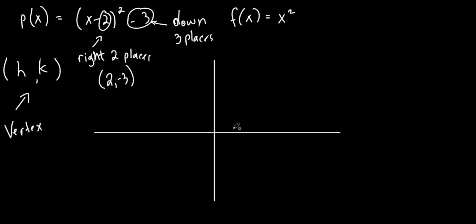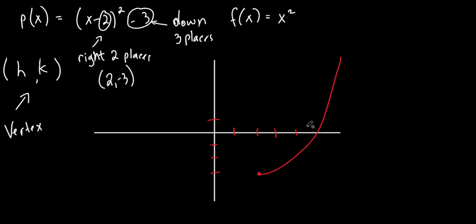All right, so 2, -3. 1, 2, 1, 2, 3. There it is, right there. I'll put a couple more in here. Yeah, that's good enough. I'll put one right there, okay? Everybody see that? So that's a good starting spot. That's our vertex.